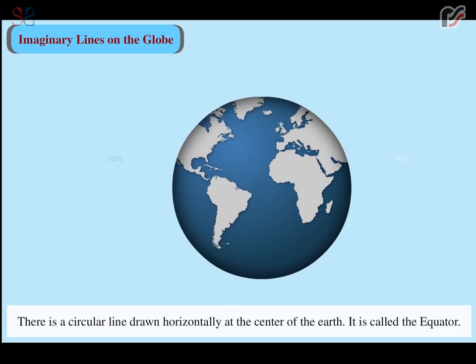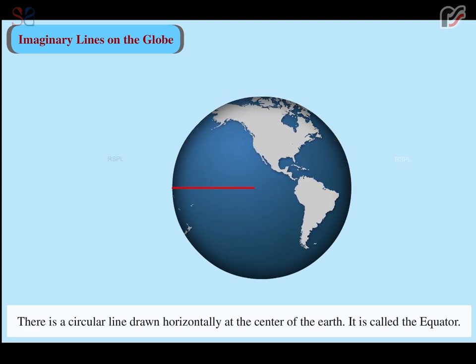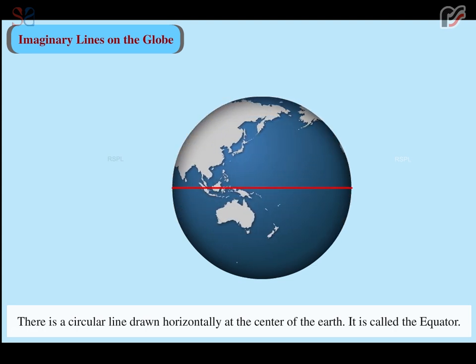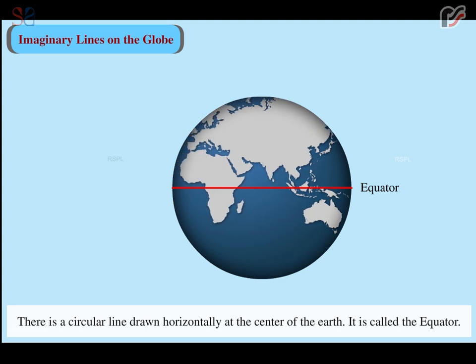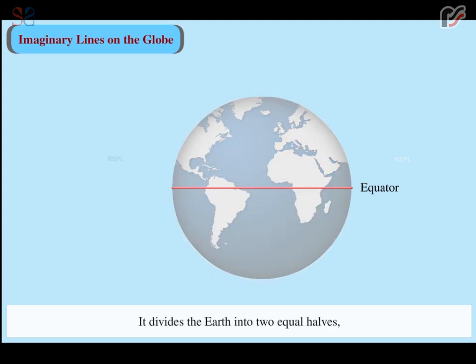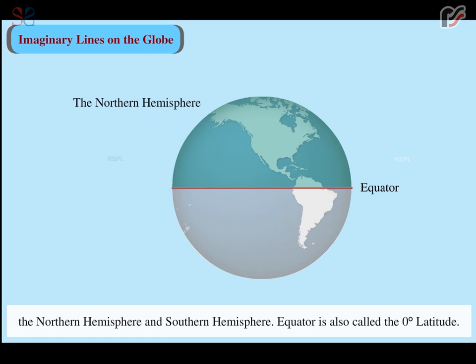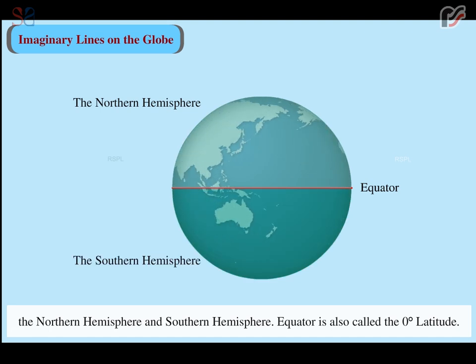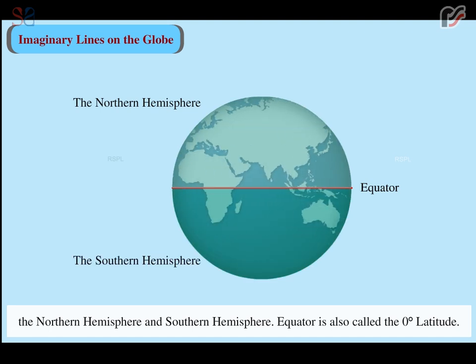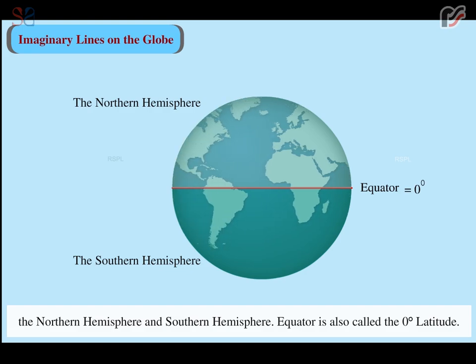There is a circular line drawn horizontally at the center of the Earth. It is called the equator. It divides the Earth into two equal halves, the northern hemisphere and southern hemisphere. Equator is also called the 0-degree latitude.